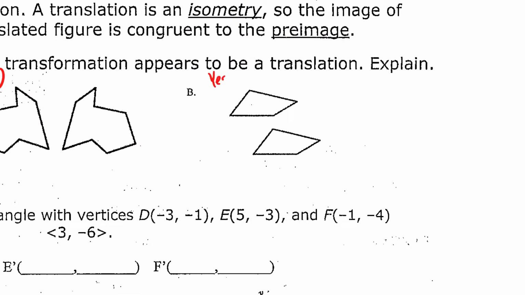On B, does this look like a translation? Yes. Okay, if I were to connect that point to that point, that point to that point, and that point to that point, it makes a 3D shape. So all of those rays that I just drew, are all of them the same length? Yes, they're the same length. Are they all going in the same direction? Yes, they're all parallel to each other.